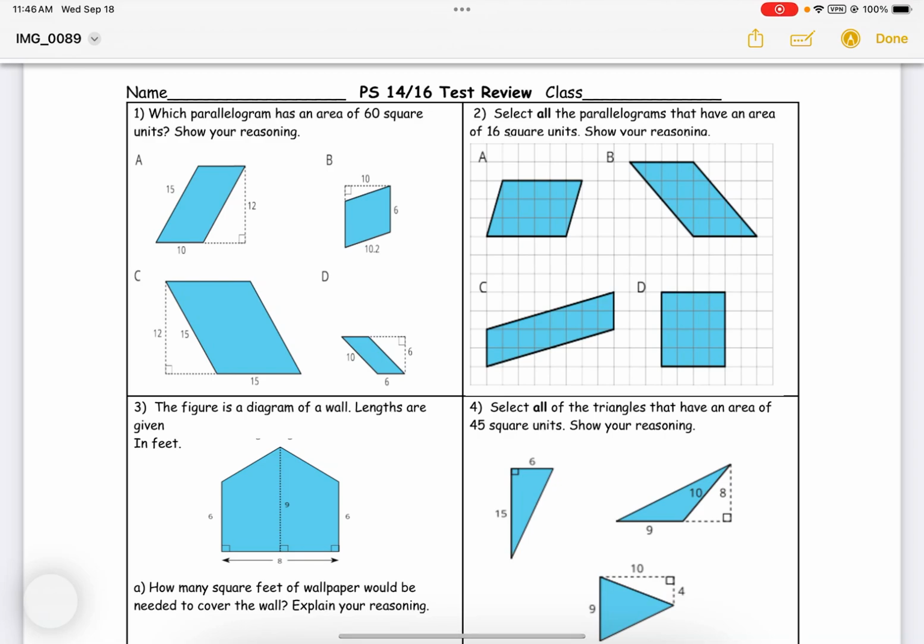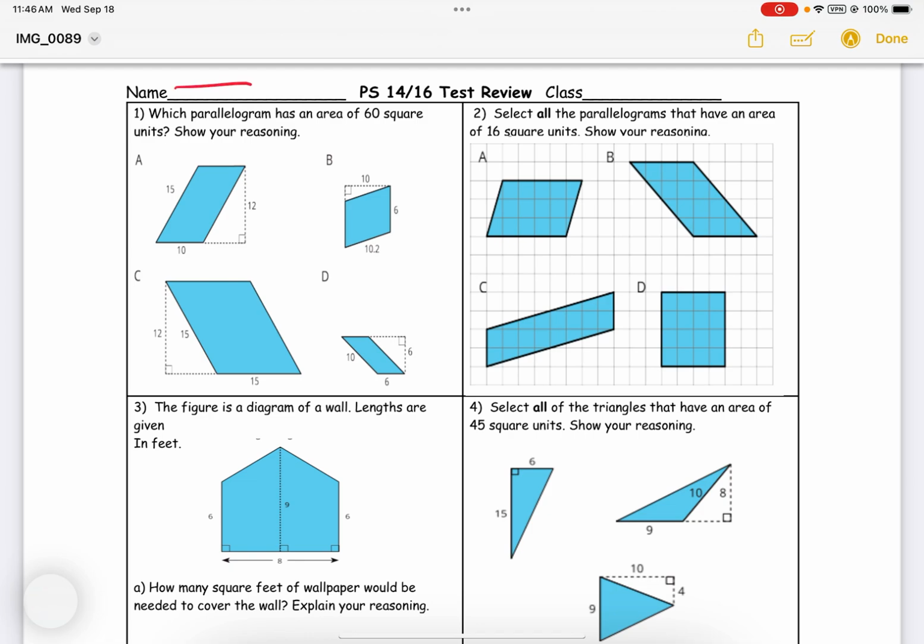This video is going over Priority Standards 14 and 16 test review, so it's going to help you get ready for your test. Make sure you try these review questions on your own before you watch this video, because it's going to be very beneficial to try it on your own first. And then you can watch the video to check your answers, to see other strategies, or to get help if you really need help. But be prepared on the test. You don't get any help, so make sure you're doing the right thing.